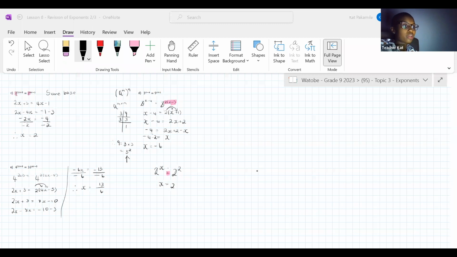So you need to compare your bases and see if you can make them the same. She saw that we had a base of 4 on the left, so we wanted a base of 4 on the right. And if you know your square numbers well, then you know that 4 squared is 16. So we changed 16 to 4 squared.